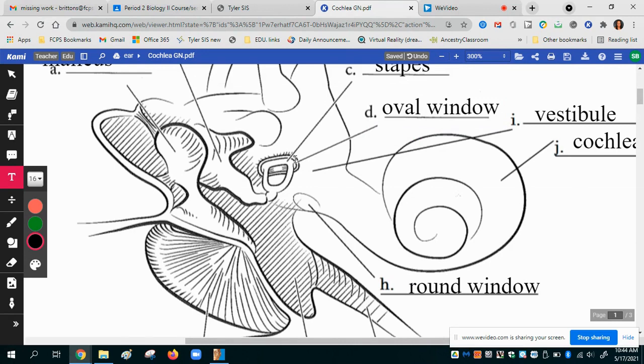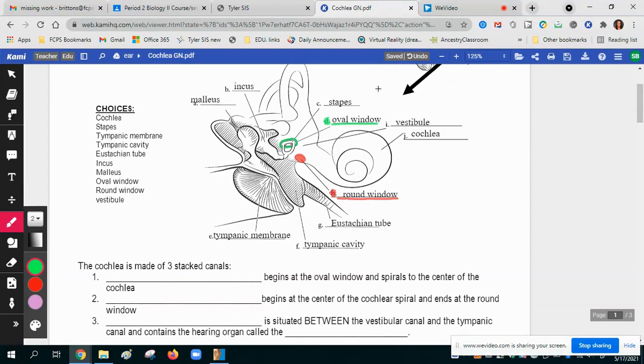I'm going to color the oval window and the round window two different colors, and I'm going to be very consistent with those colors throughout the lecture so we can keep track. Because what we're going to do is look inside the cochlea, and it's all spiraled up here. We're going to unwind the cochlea and see what's going on inside. So it will really help us if we use the same colors throughout the lecture for the oval window and for the round window.